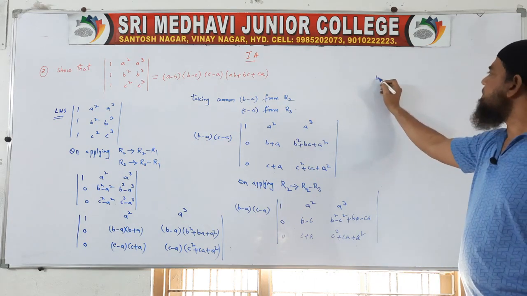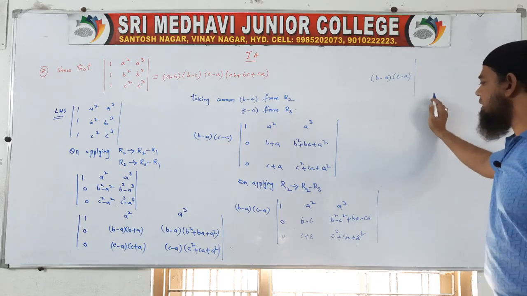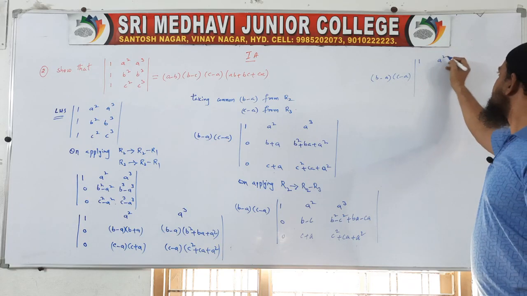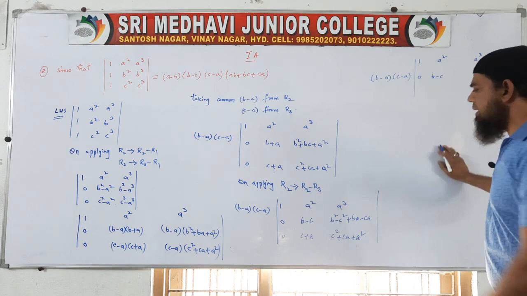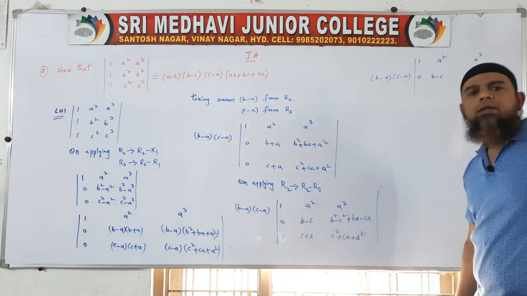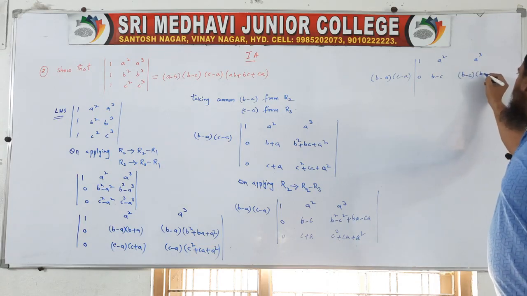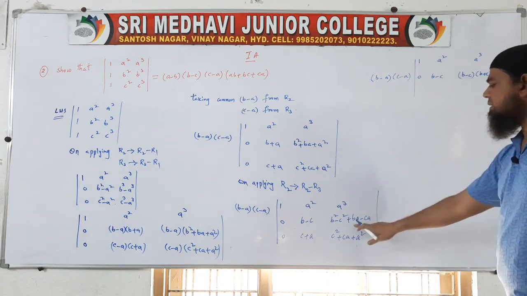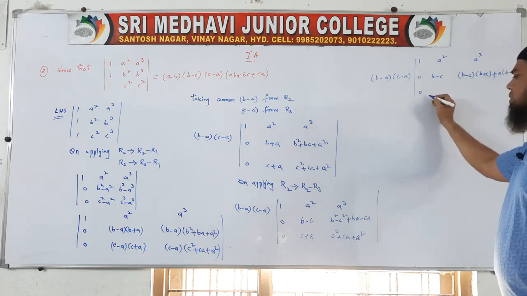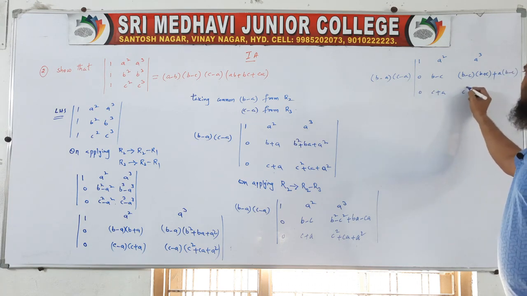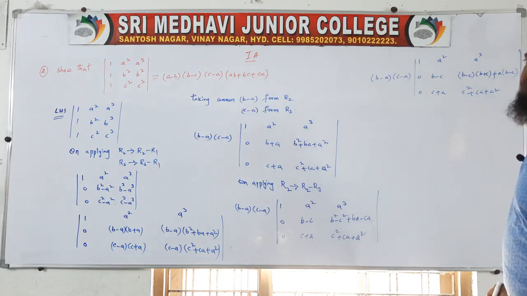Then B minus A, C minus A, determinant start. 1, A square, A cube, 0, B minus C. See, B square minus C square means we can write B minus C into B plus C. Plus from this we can take A common, then you will get B minus C, 0, C plus A, C square plus CA plus A square. Okay, this is the determinant.